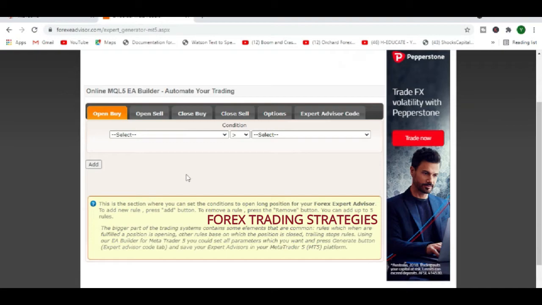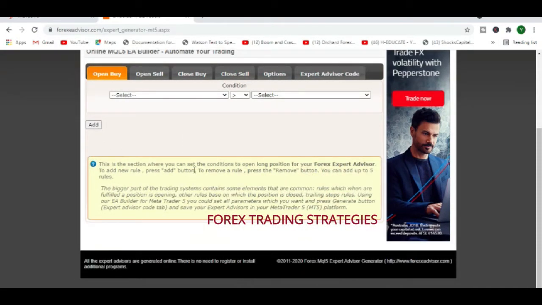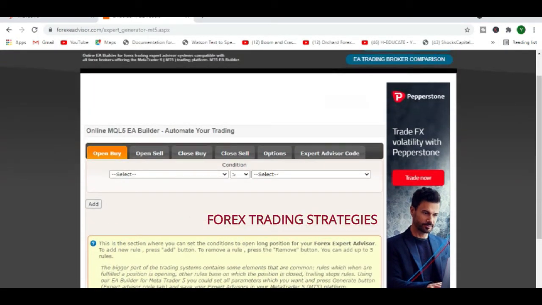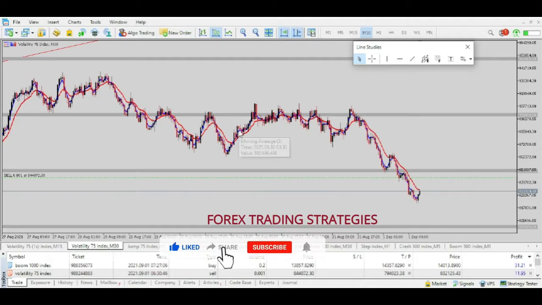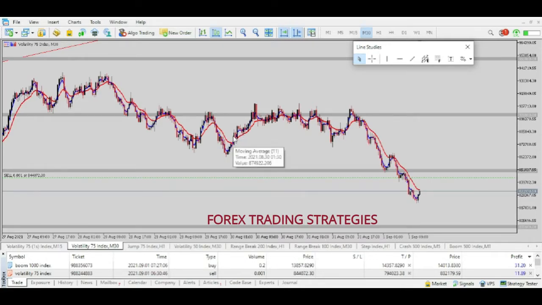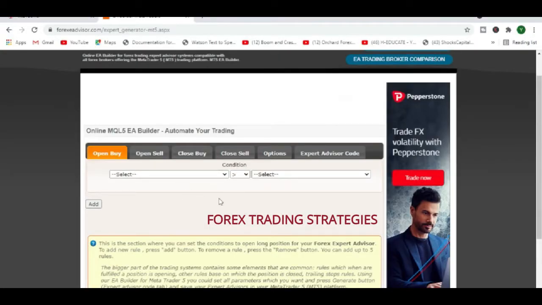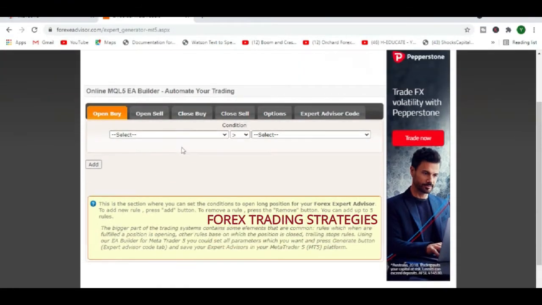Let's get into how we can make our Forex robot. Now, we have our rules. We have moving average 11 and moving average 3. We want when 3 is above 11 to buy, when 3 is below 11 to sell. So those are going to be our conditions.